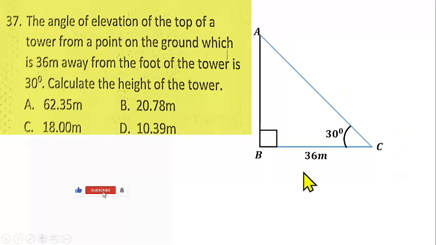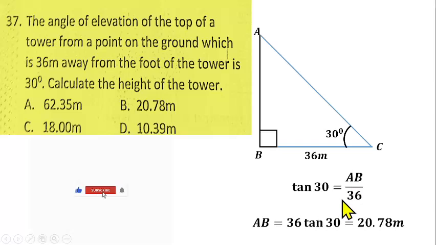This is a right angle triangle, and there's a relation between this angle 30 degrees, the side we are looking for, and this side given to us, which is opposite over adjacent. That will be tan. So we have tan 30 equals AB, which is the height of the tower, over 36 given. From there you can cross multiply. AB will be equal to 36 tan 30, and if you simplify that, that will give us 20.78 meters, which is option B for question number 37.